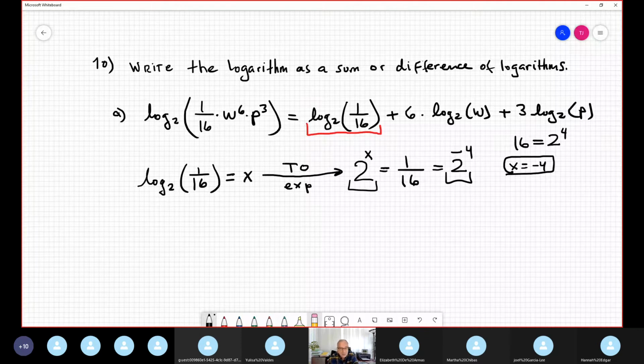However, another fantastic way for the students that don't like that way is using the change of base formula. Change of base formula.